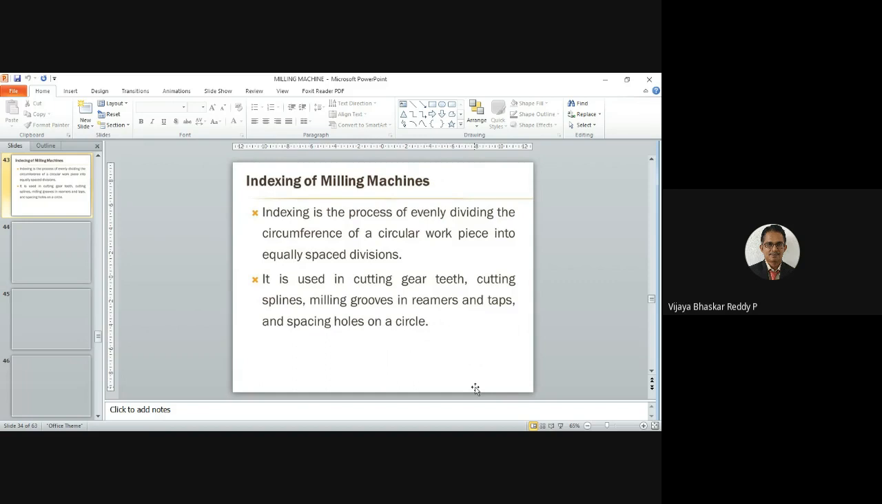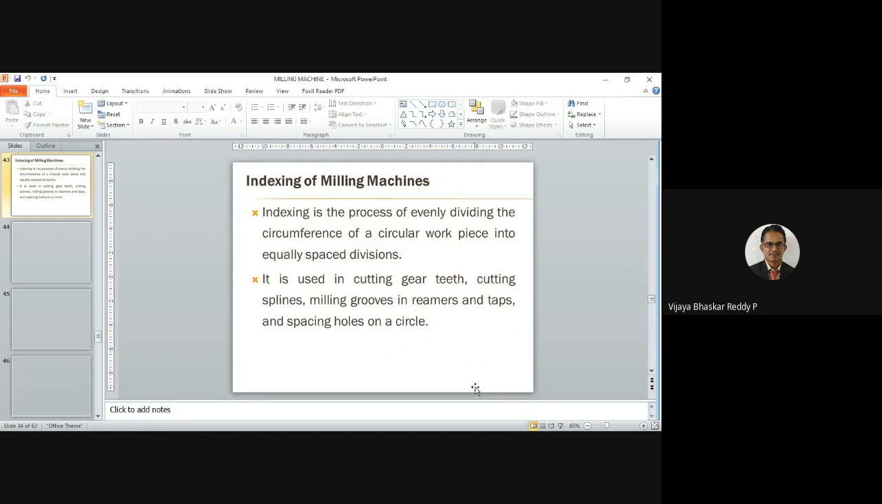Indexing is the process of evenly dividing the circumference of circular workpieces into equal space divisions. Equal division is the major part. It is used for cutting gear teeth, cutting splines, milling grooves in reamers and taps, and spacing holes. Sometimes the circular disc has flange cutting. In flange pipes, for the assignment of bolts and nuts, the holes are arranged evenly throughout the circumference.